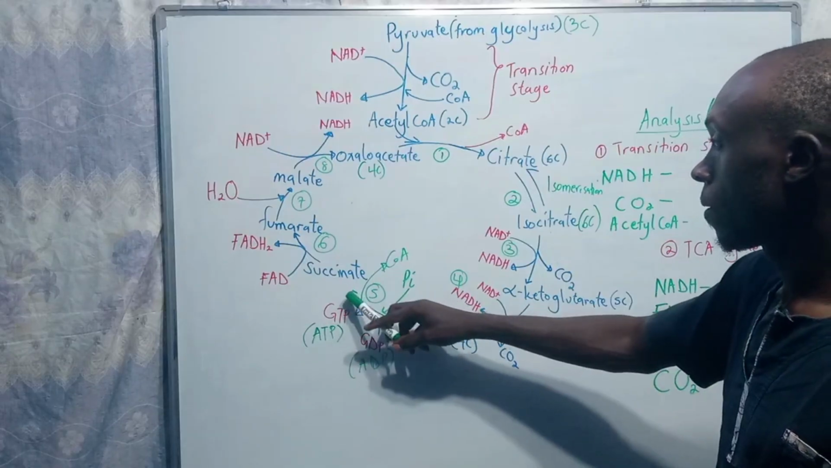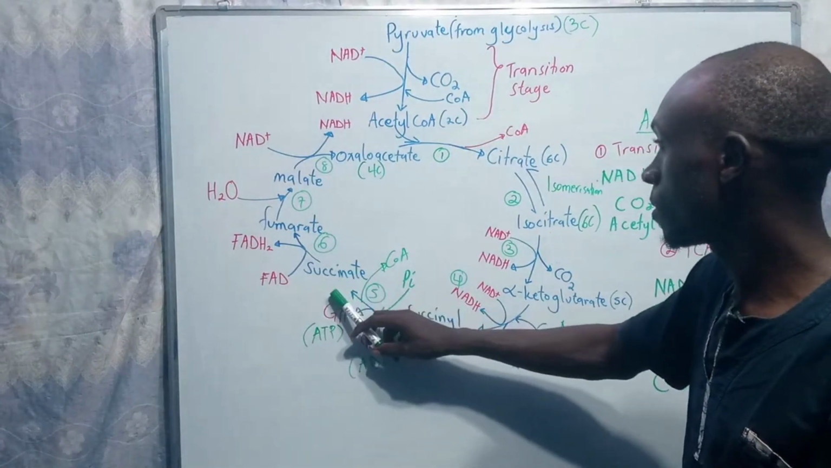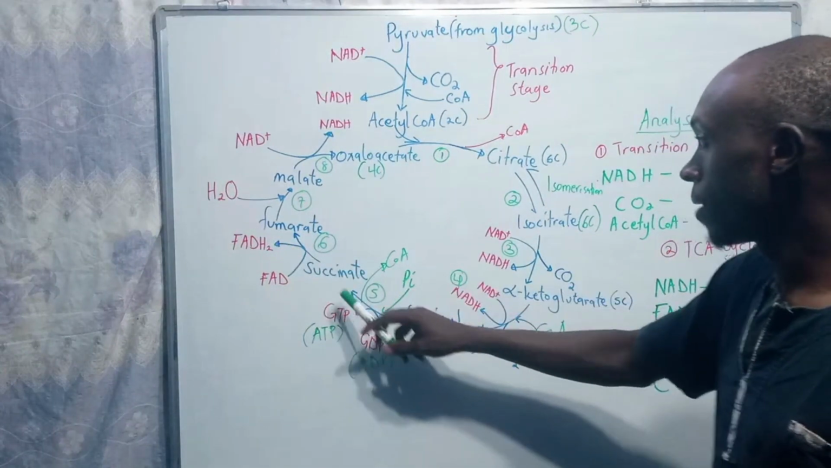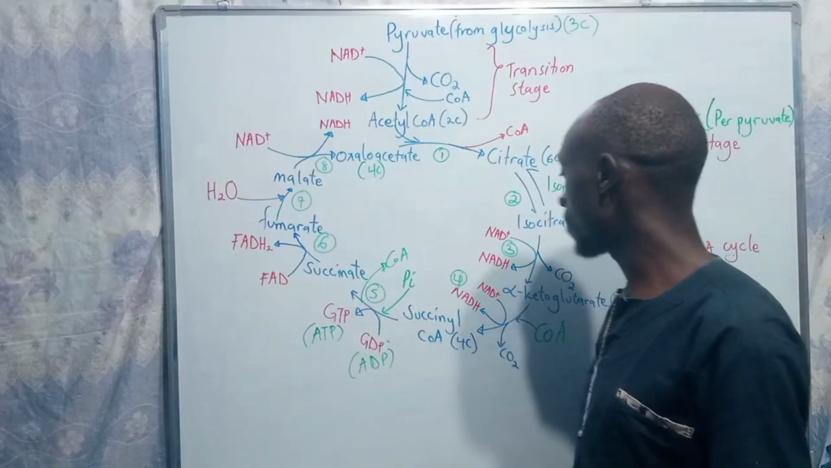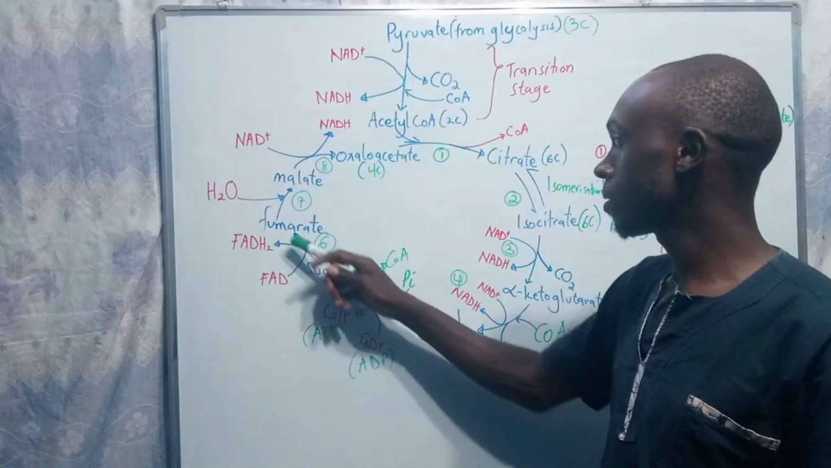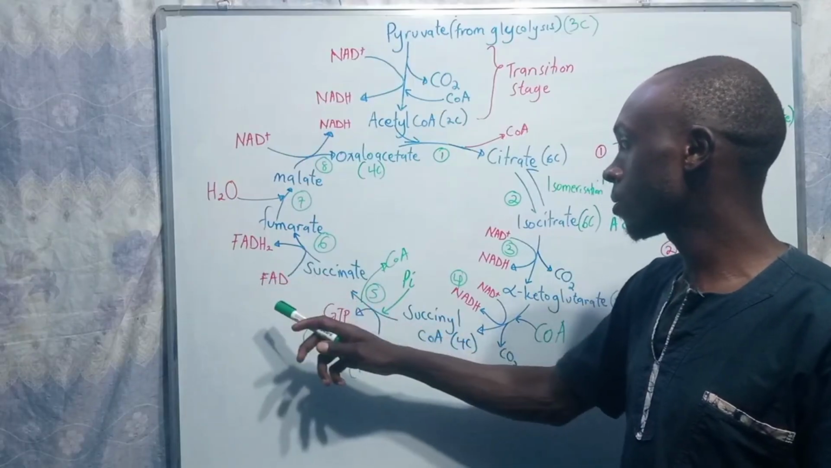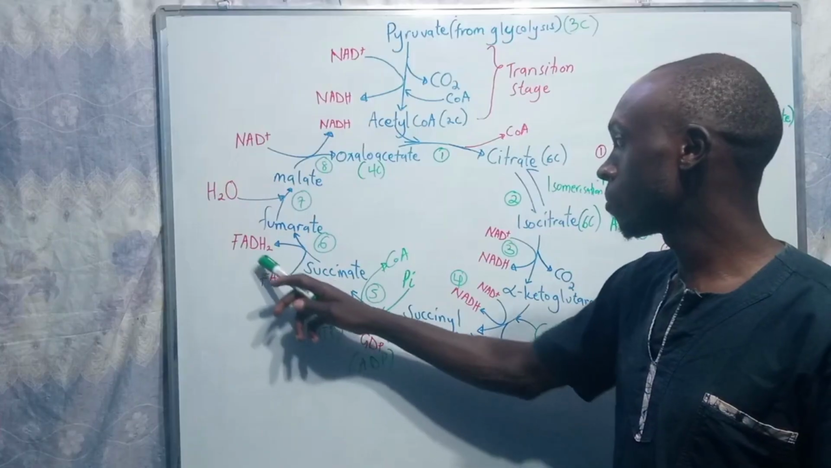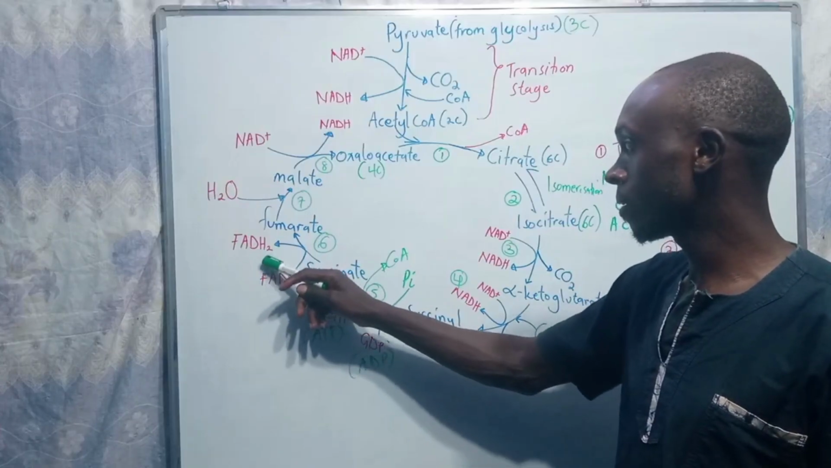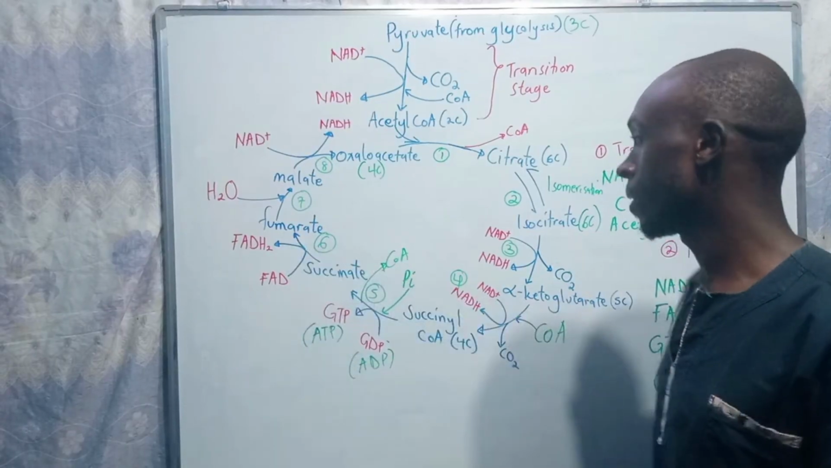From stage number 5 to stage number 6, the succinate is going to be converted to fumarate. At this stage, we are going to use FAD instead of NAD. FAD is going to help in oxidizing the succinate to fumarate. How does it oxidize it? It is going to remove 2 hydrogen atoms, and then we form reduced FAD. Reduced FAD is the FAD which has 2 hydrogen atoms. So that is the oxidation of succinate to fumarate.